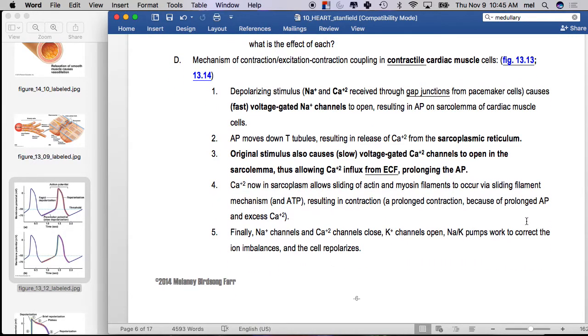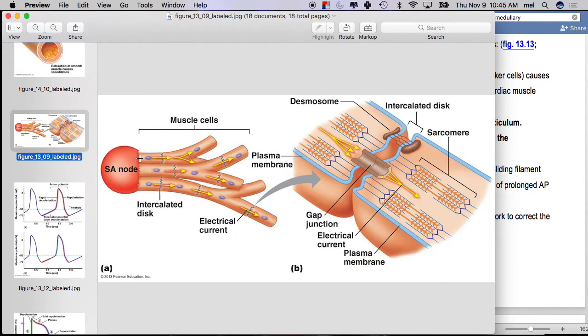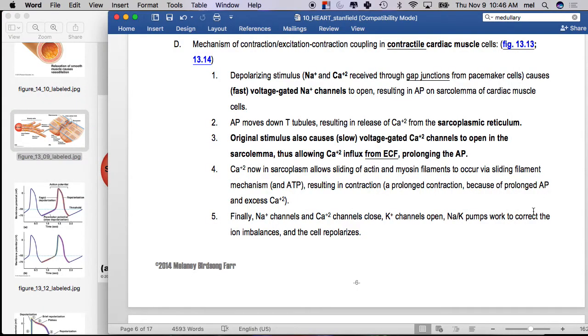All right, so now let's talk about the contractile cells, right? So now what we did is we flooded the SA node, the pacemaker cells, with sodium and calcium, right? And now what I'm going to do is send that sodium and calcium through these gap junctions to the contractile cells, okay? So instead of using a neuromuscular junction on cardiac muscle to start an action potential, I'm going to use gap junctions from the neighbors to start an action potential. It doesn't matter how the positive ion gets there, right? Just that it gets there, okay?